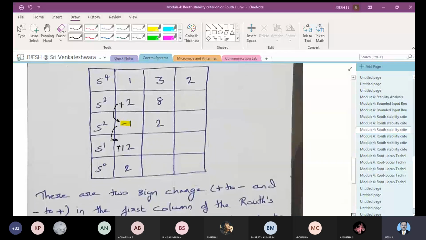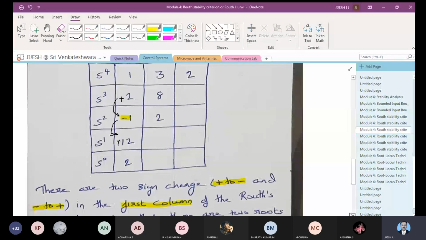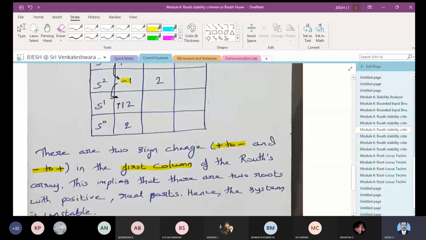There are two sign changes, plus to minus, which I have clearly drawn here, and minus to plus in the first column. This is very important. You should see the first column of the array. This implies that there are two roots with positive real parts, hence the system is unstable. You can write it in this way elaborately. At least the word unstable has to be there. You have to find out whether the system is stable or unstable.